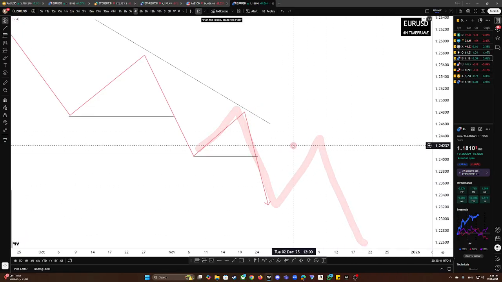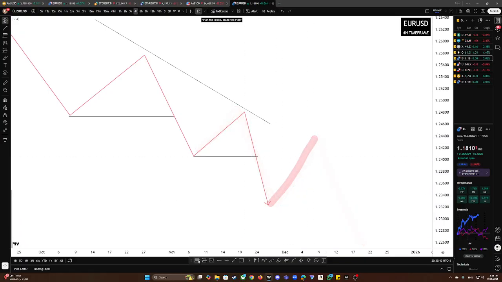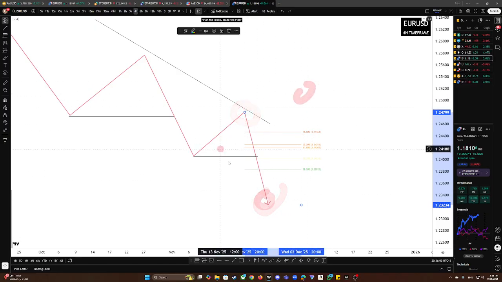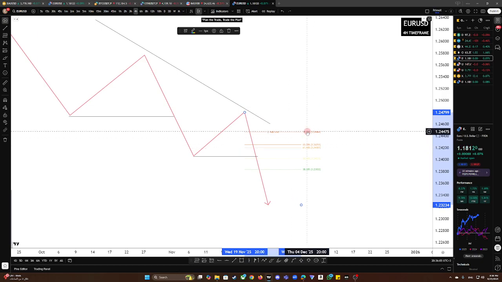And then how do I know where the retracement will go? This is where the Fibonacci retracement comes in handy. You can pull it from high to low, because this time we are in a bearish trend. So in a bearish trend, we pull it from high to low. In a bullish trend, we pull it from low to high. Make sure you're pulling the Fibonacci correctly so it doesn't give you wrong numbers and wrong percentages.